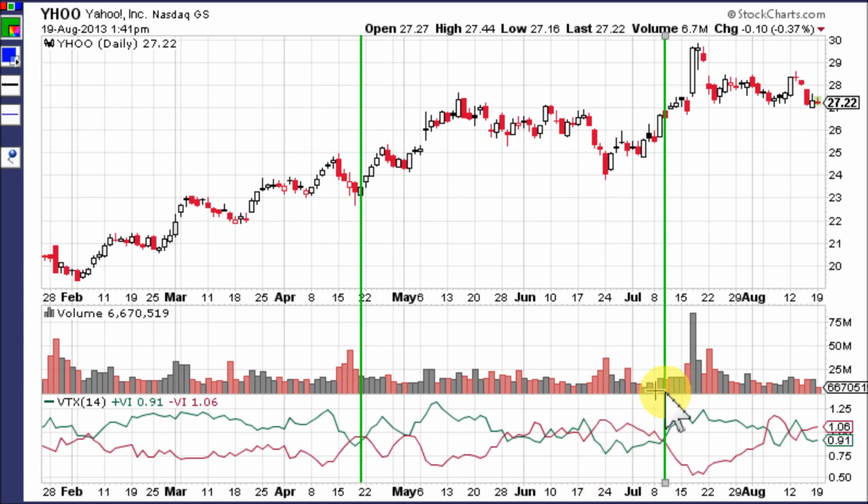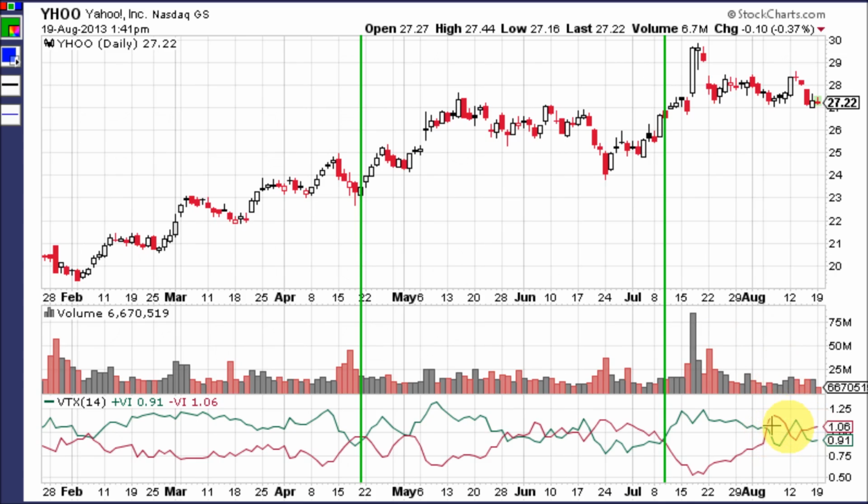Okay, green volume increases. The plus VI takes off, spreads out from a sharply downticking minus VI as the stock breaks out to blue sky territory above all levels of resistance on the chart on the biggest volume day on the chart, which is exactly what you want to see.